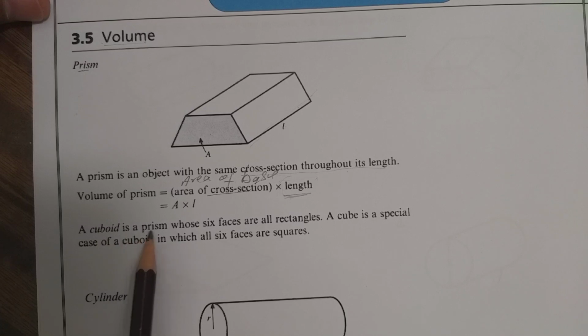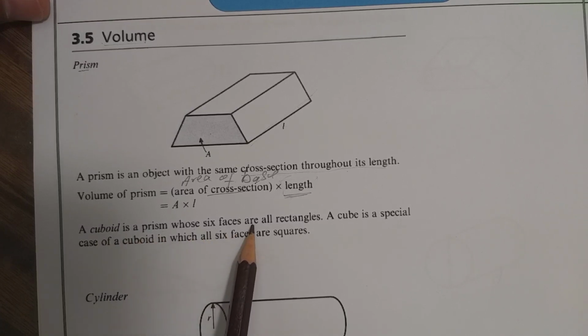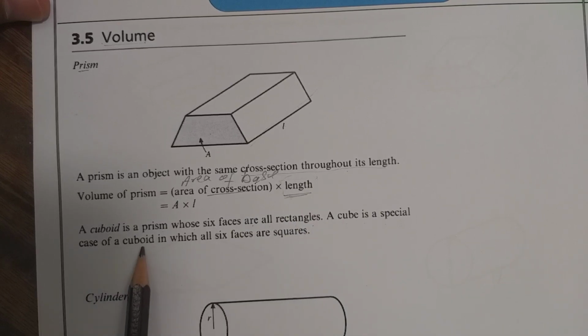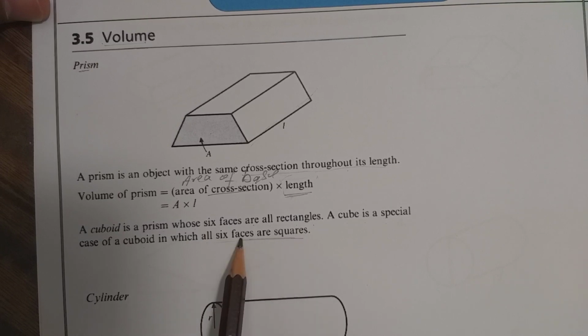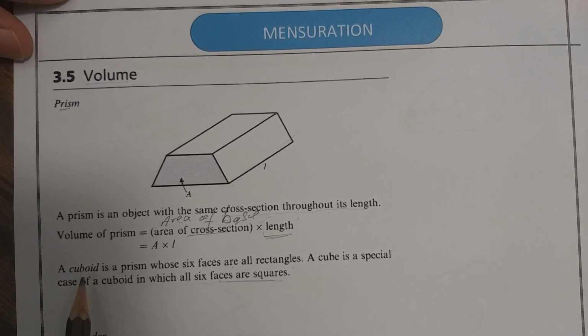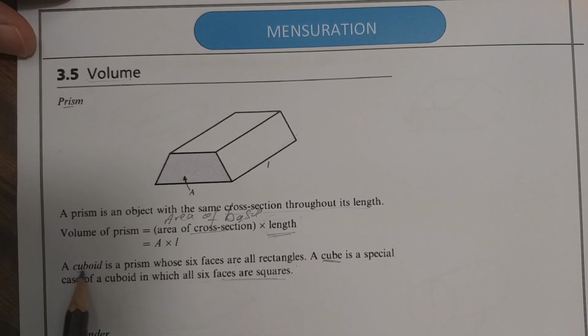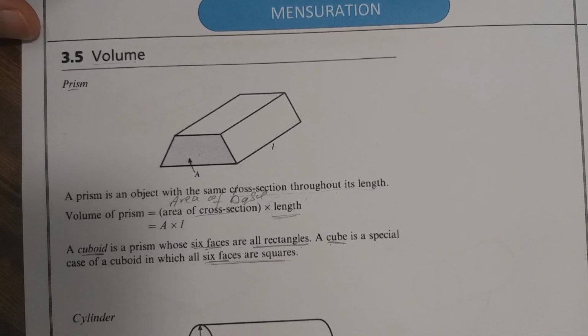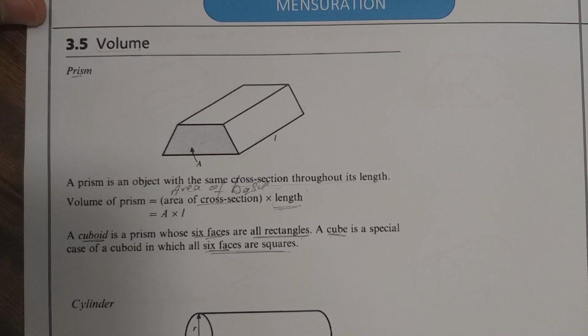A cuboid is a prism whose six faces are all rectangles. A cube is a special case of cuboid in which all six faces are squares. So what is the difference between cube and cuboid? All have six faces. But in a cube all six faces are squares, but in a cuboid they are rectangular. So this is the only difference between them, but otherwise both are the same.